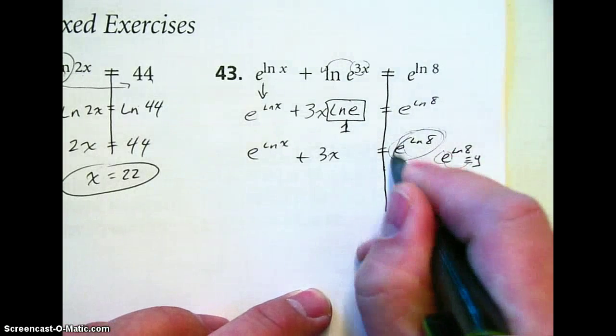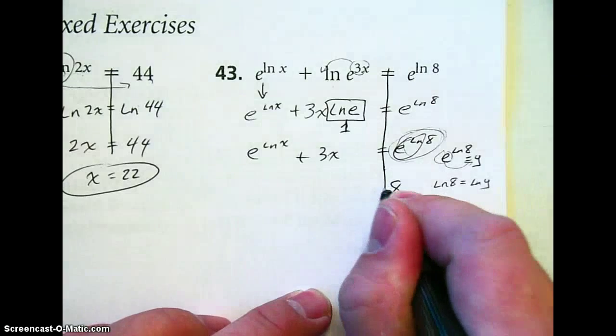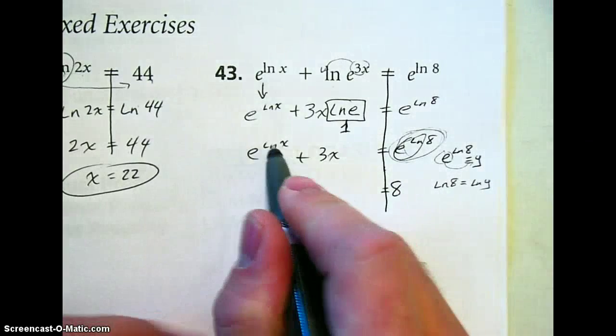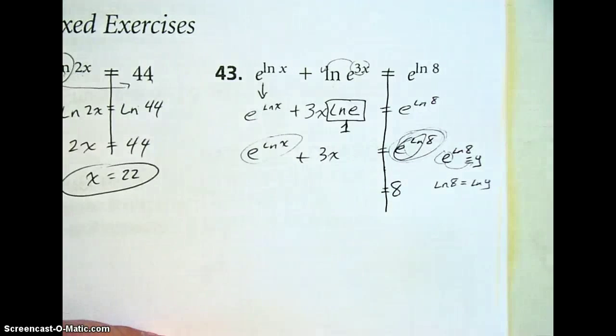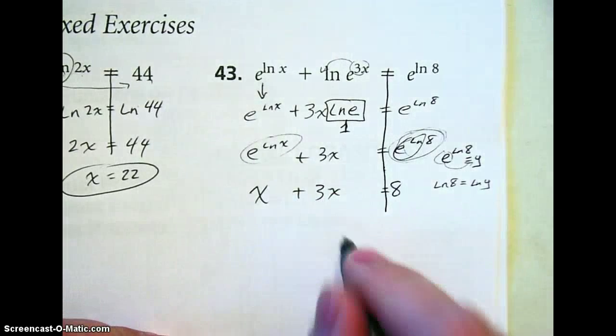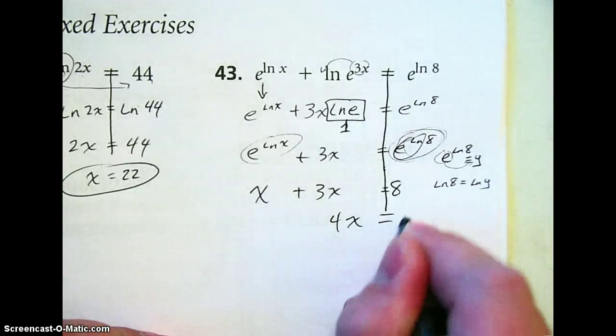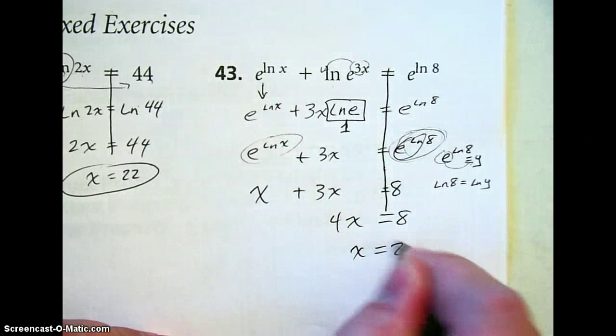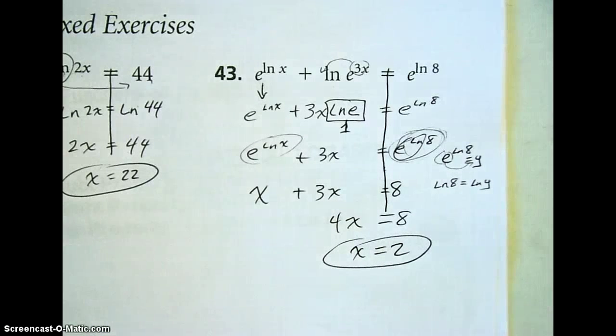Because the e and ln kind of cancel each other out. And so if that's the case, what's this whole thing equal? X. So x plus 3x equals 8. 4x equals 8. So x equals 2. I did it wrong. Cool, right? I got the right answer.